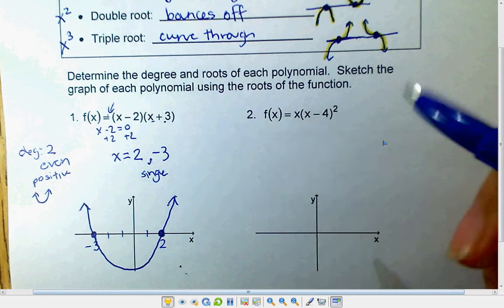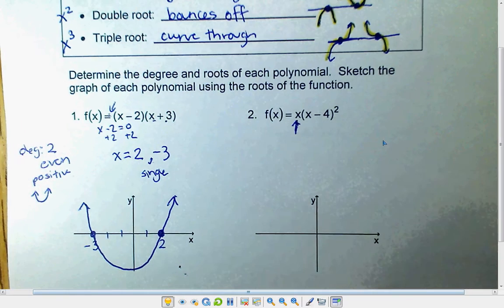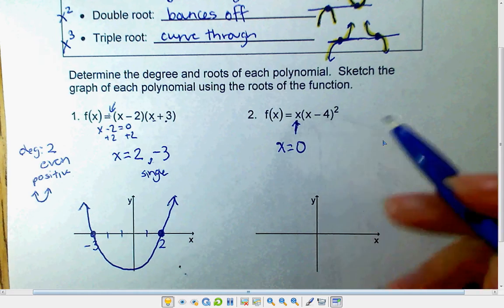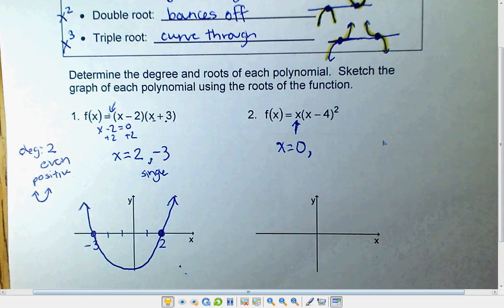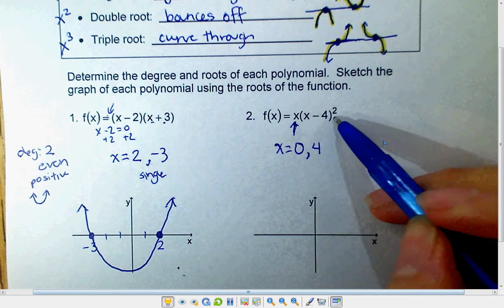Let's look at number 2. So again, let's first find our roots. Our first one comes from this x. So x is equal to 0. What is my root from x minus 4? It's just positive 4. But be careful, you see how this is a squared right here?